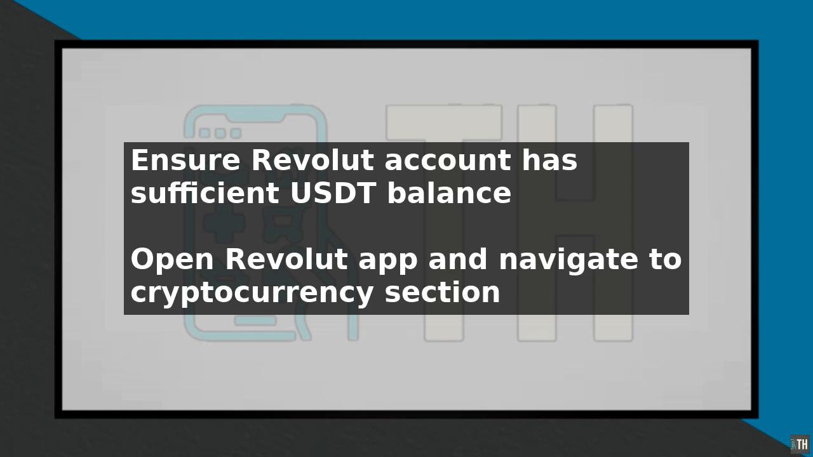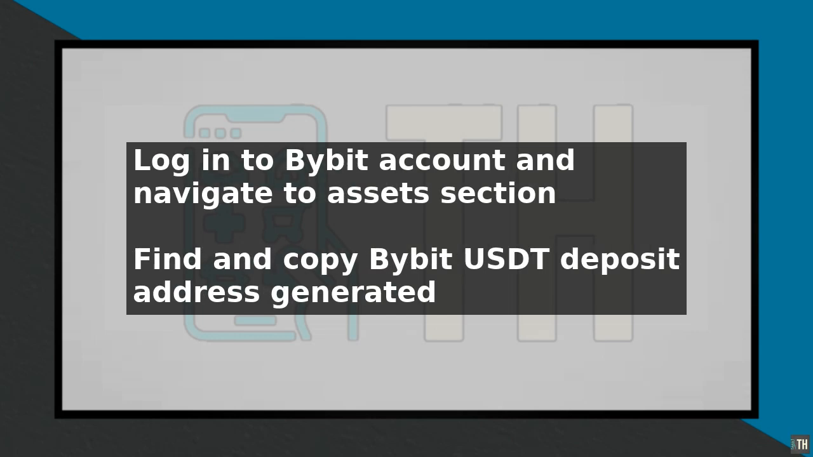To find your Bybit USDT deposit address, log into your Bybit account and navigate to the Assets section. Then click on Deposit and select USDT. Bybit will generate a unique deposit address for you. Copy this address and go back to the Revolut app.